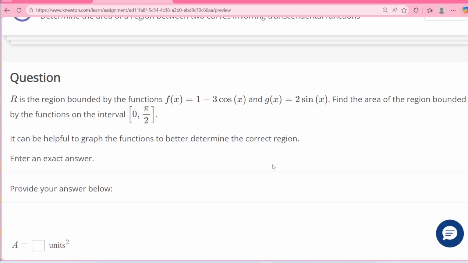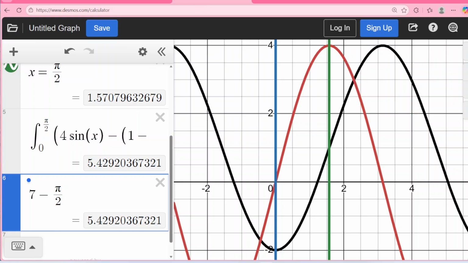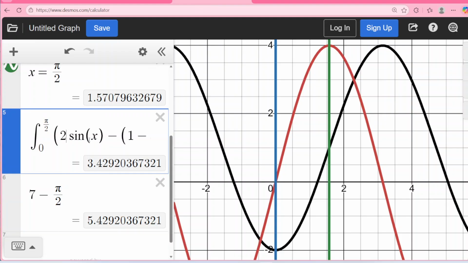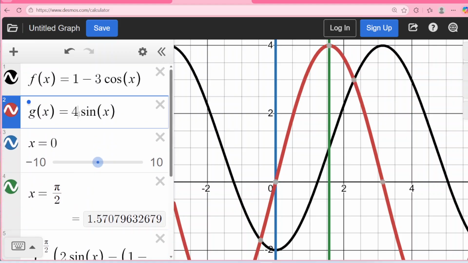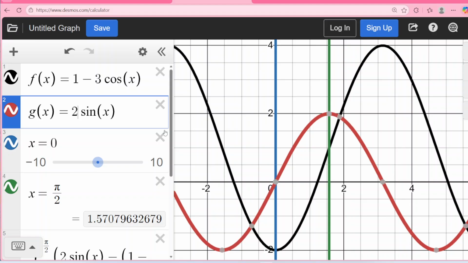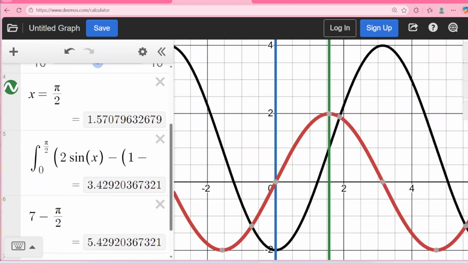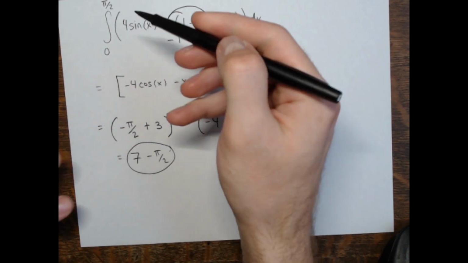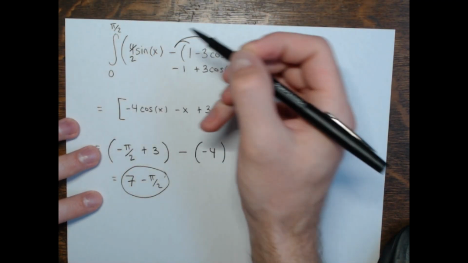All right, so another very similar one. In fact, I think it would be exactly the same, but you just got 2 sine instead of 4 sine. The f function's the same. So all they did was change 4 sine to 2 sine. You see, that'll still be the top curve here, the red curve, the 2 sine x. So not a whole lot changes. All that would change is this becomes 2 sine.